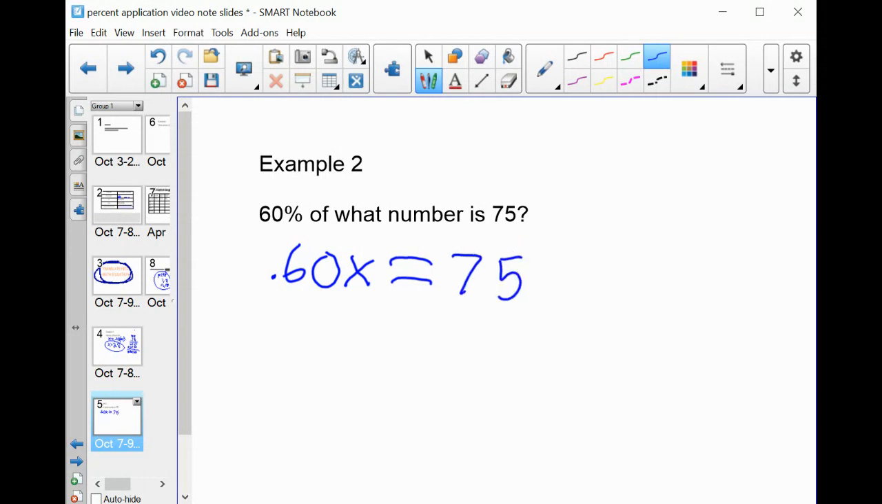So we've got to isolate the variable, right? We've got to get the variable all alone. So we've got multiplication here. We'll do the opposite, or the inverse, which would be division. So we'll divide both sides by 0.60.